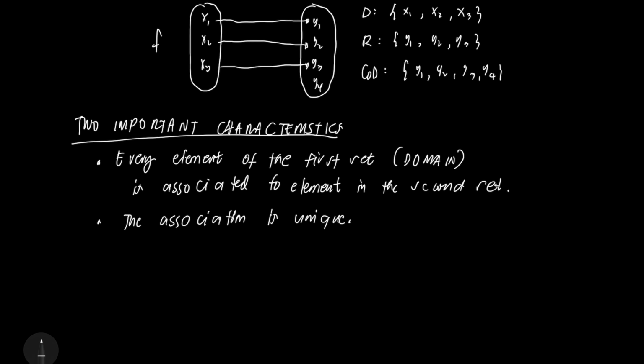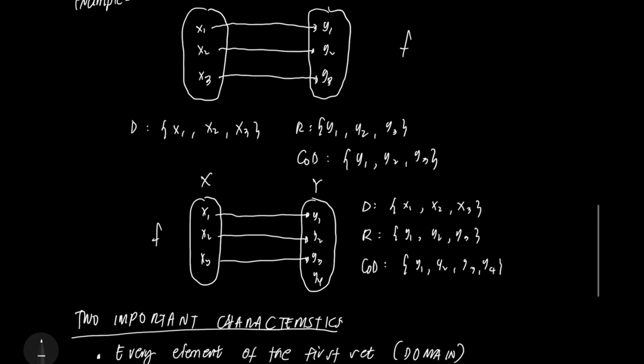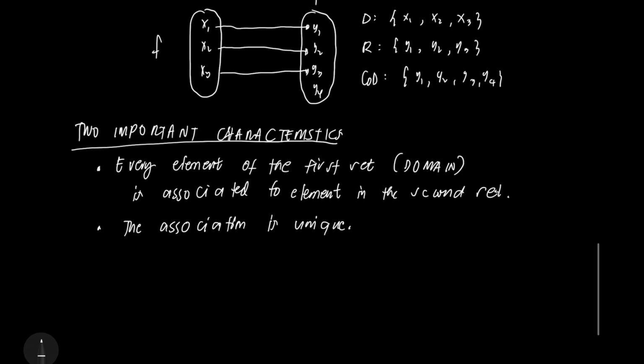The association is unique. For example, X sub 1 is associated only to Y sub 1. Okay? It's not associated to Y sub 2 or Y sub 3 at the same time. X sub 2 is associated to Y sub 2. It's not associated to Y sub 1 and Y sub 3 at the same time. Same goes with X sub 3. Okay? So these two characteristics are very important in identifying whether a relation is a function or not.